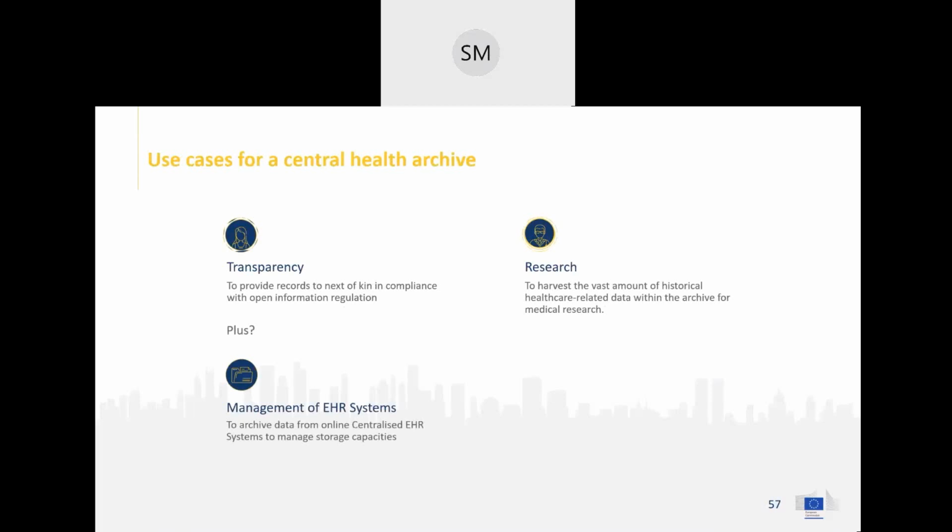But the two that actually were defined in legislation seem to make a lot of sense and could well form the base of other use cases around the European Union. So first of all, the first use case was about transparency. And the Norwegian legislation actually determines that patients' next of kin should be able to access the health records for their relative. And this is key around transparency.